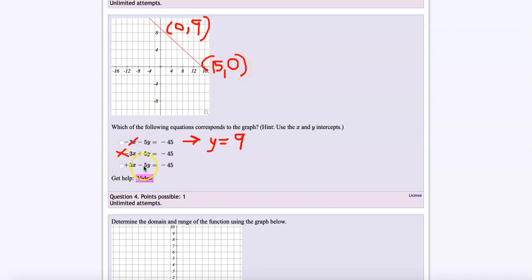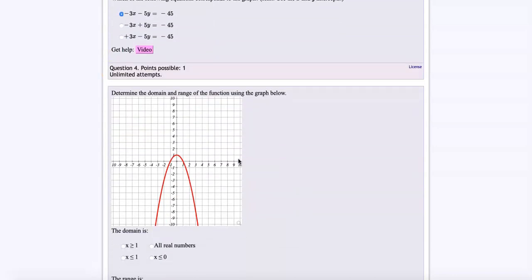Well, if you try to plug in 0 for y on this one, and you solve for x, actually the result is x is equal to negative 15. And that's not good. That's not going to match. So what that means is that this is answer choice A in this case. So answer choice A. There we go.